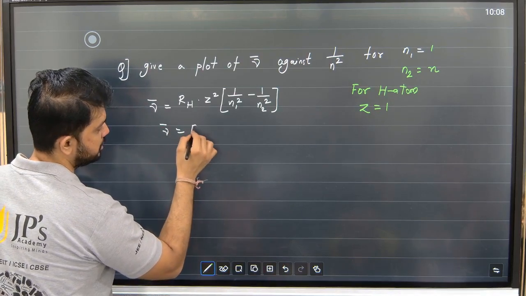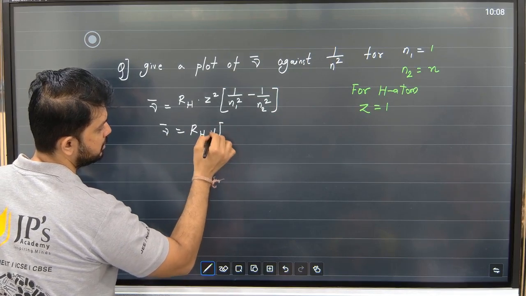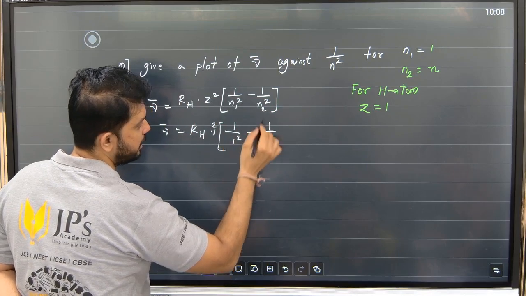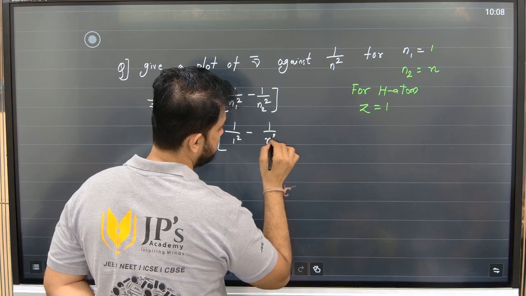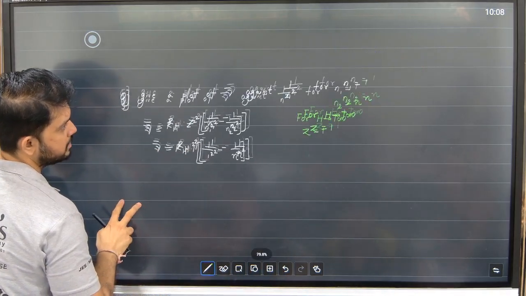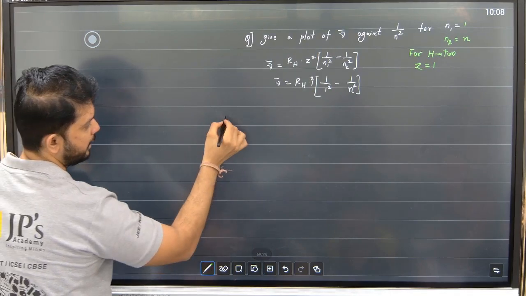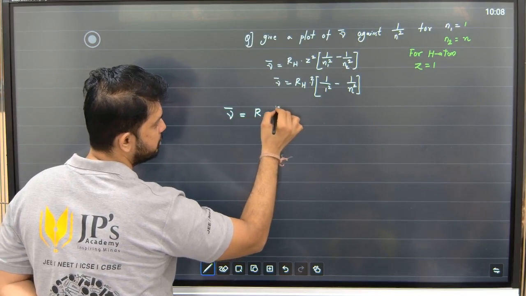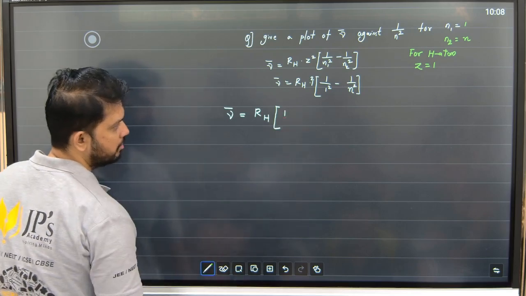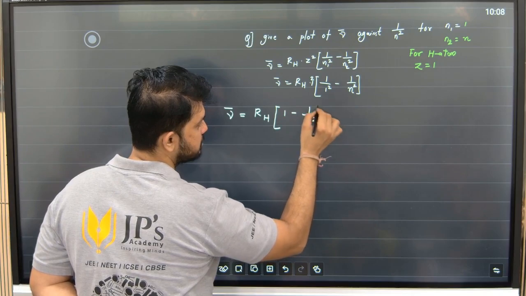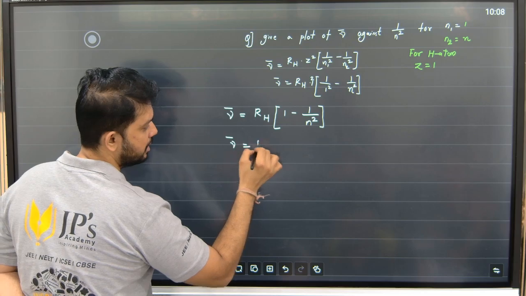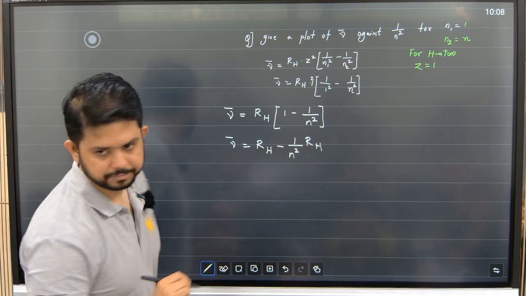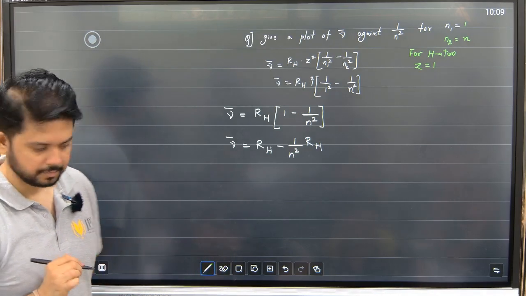So what happens, people? Nu bar is equal to RH into 1 square, 1 upon, how much is n1? 1, minus, and n2 we have to take as n. Any questions still here? Open the bracket. So wave number nu bar is RH into 1 upon 1 square, which will remain 1, and this will become minus 1 upon n square. So wave number is RH minus 1 upon n square into RH. Any questions still here?